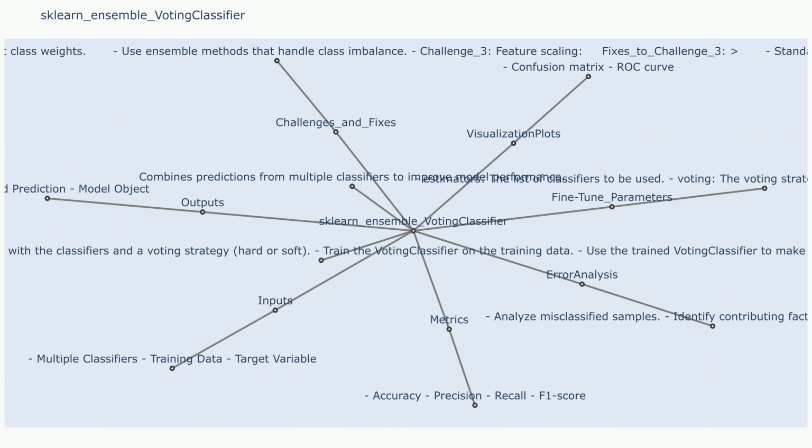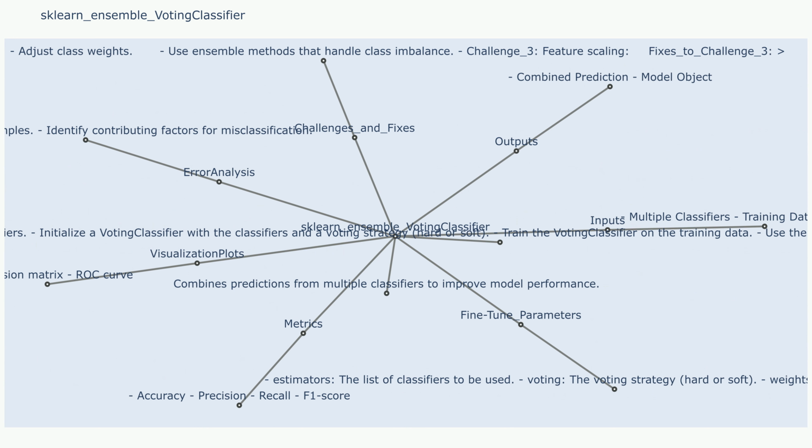Challenge 3: computationally expensive training. A voting classifier can be computationally expensive, especially if the individual estimators are complex or if there are many estimators in the ensemble. Sample use case that resulted in challenge 3: using a large ensemble of deep neural networks for a complex problem. Fixes to challenge 3: parallelization: using parallel processing to speed up training. Reducing the number of estimators: selecting a smaller set of estimators that are more effective.